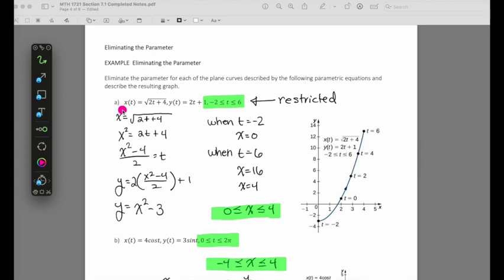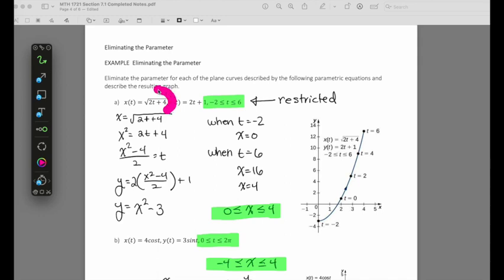So here we're going to start with having it in parametric form, and we're going to put it in xy form. So we have x defined as the square root of 2t plus 4. We have y defined as 2t plus 1, and our t is restricted from -2 to 6 inclusive. So basically what I want to do is I want to rewrite this, getting rid of our parameter so that we can have it all in terms of x and y.